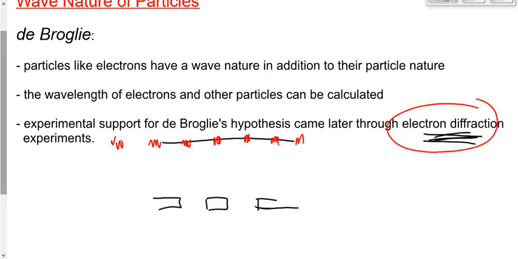Now, don't worry about the whole, you observe it, it becomes a particle again, and that's way beyond what you guys need to know here. What do you got to remember here, basically? The guy's name, de Broglie, or de Broglie, if you want to think of it that way. Particles, wave nature, electron diffraction experiments, done. Good enough.